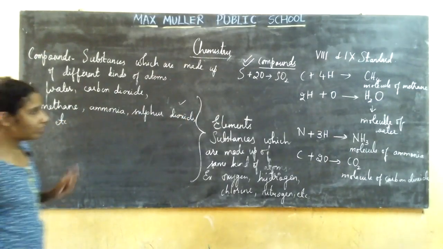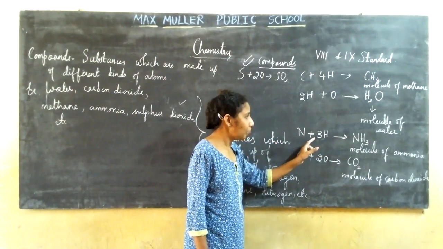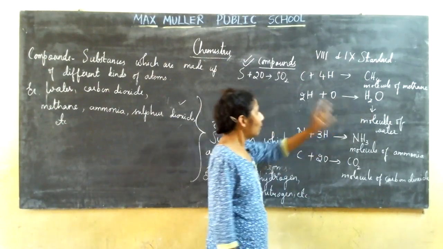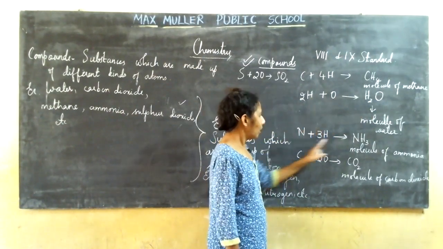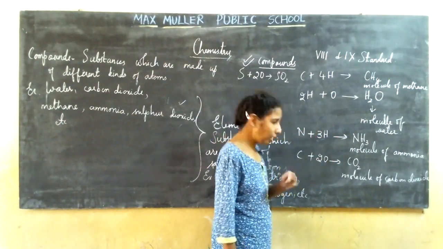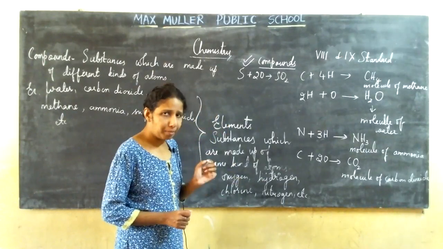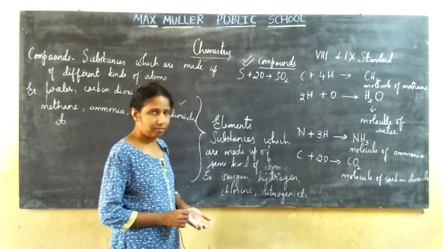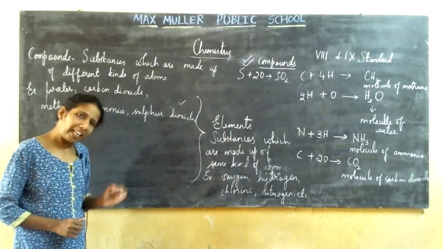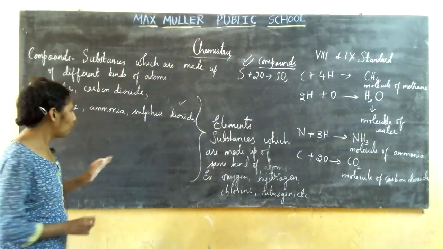compounds. And compounds, they are always made up of two or more elements. For example, water is made up of two elements, hydrogen and oxygen. Okay, ammonia, it is made up of two elements, nitrogen and hydrogen. Carbon dioxide is made up of two elements, carbon and oxygen. So you should know that always compounds, they are made up of two or more elements. Remember this one.